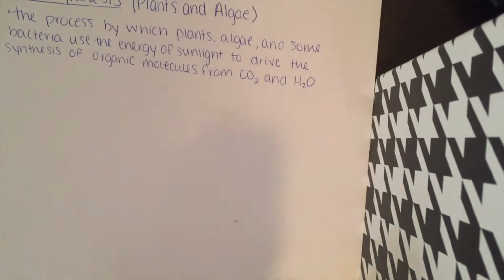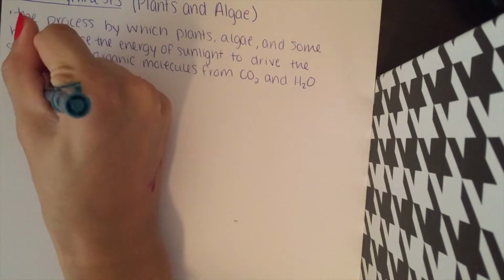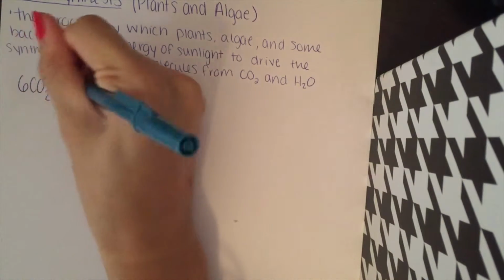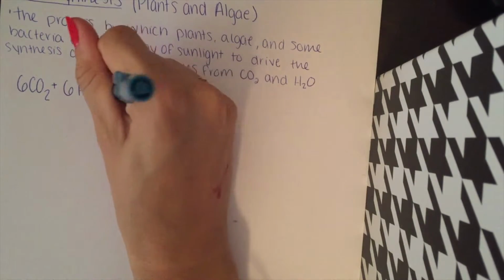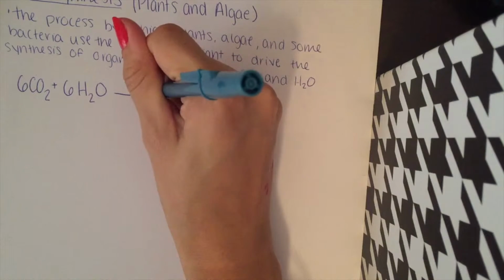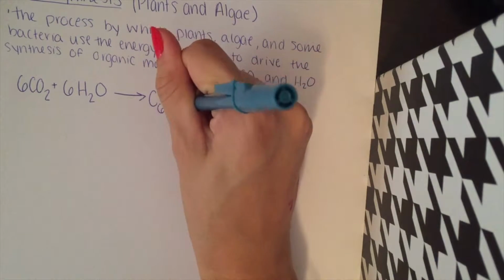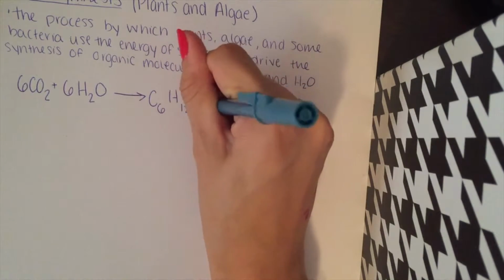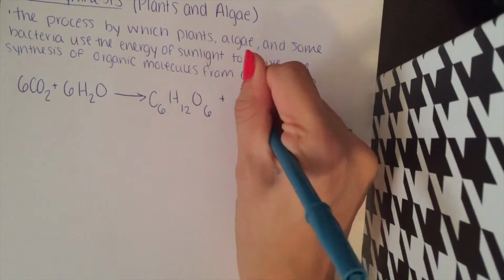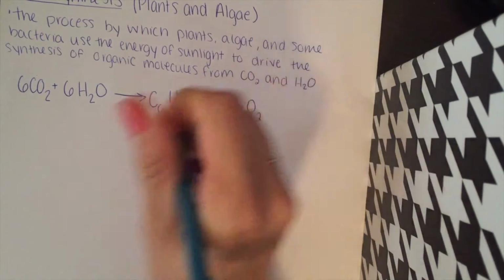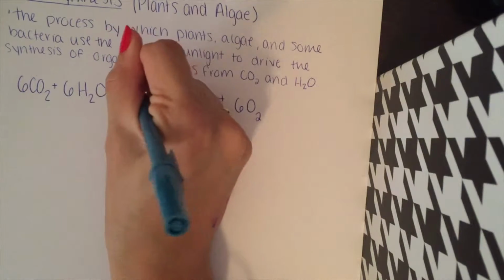So the main formula for this is going to be 6CO2 plus 6H2O yields C6H12O6 plus 6O2. And this requires sunlight as a catalyst.